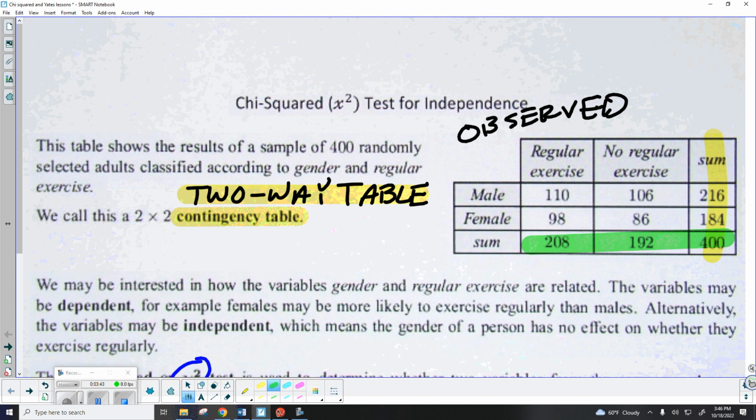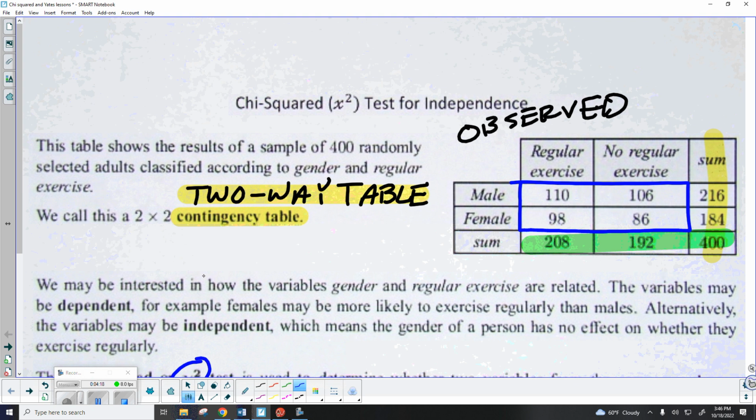Now, the drawback to the chi-squared test for independence is that while it will indicate whether there's a relationship or not, if there is a relationship, it's up for you to determine what that relationship is. So through your analysis, whatever it is you're comparing, etc. Now, when you're first provided your data, we call this the observed data. This is the data that was originally collected. So I've got 216 men, 184 females, for 400 people total.